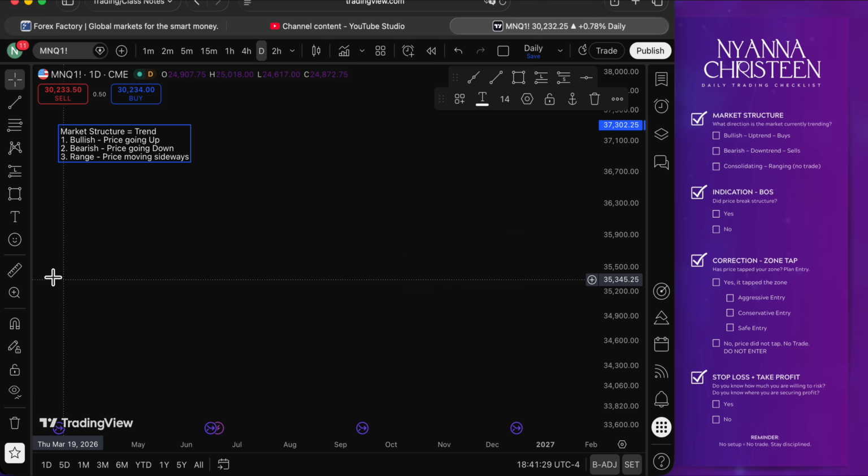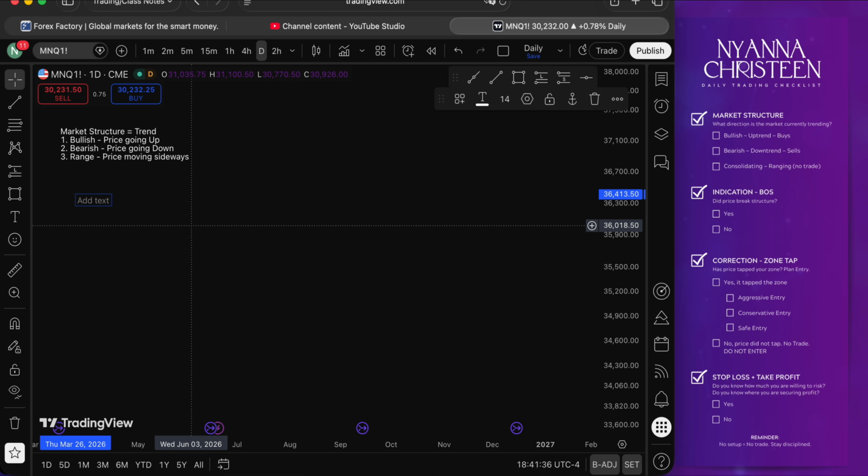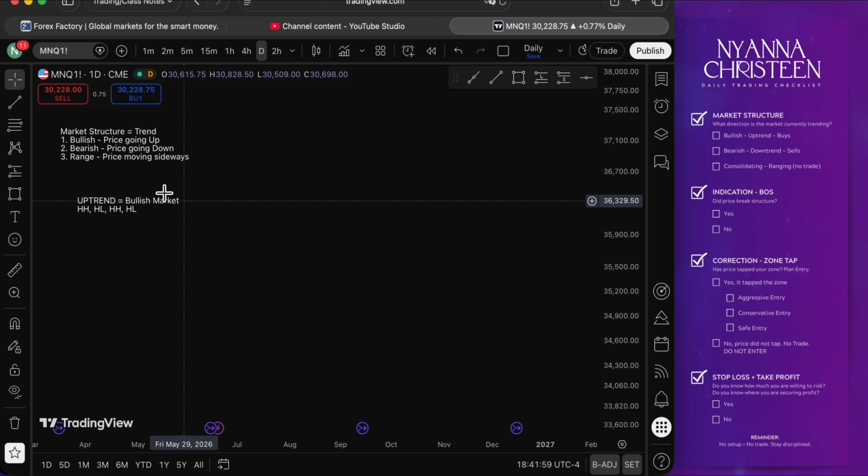So starting with an uptrend, that's our first type of market. Another word for it again is a bullish market. It consists of higher highs and higher lows. Higher highs and higher lows. So what does that look like? That would look something like, I hope this is it.